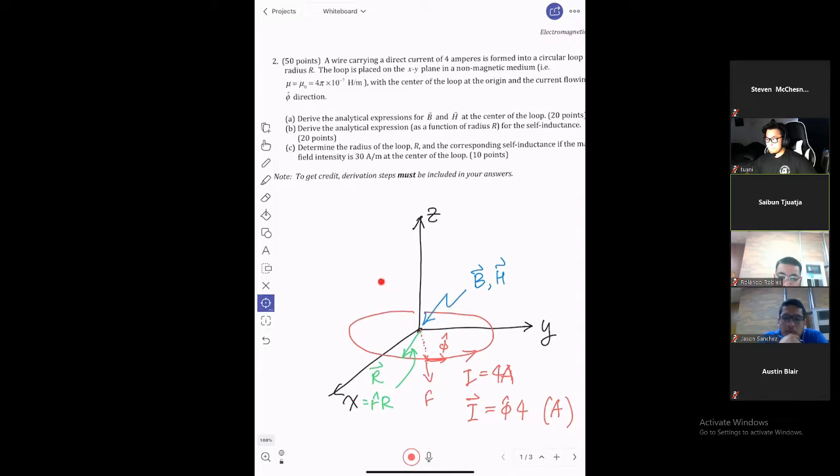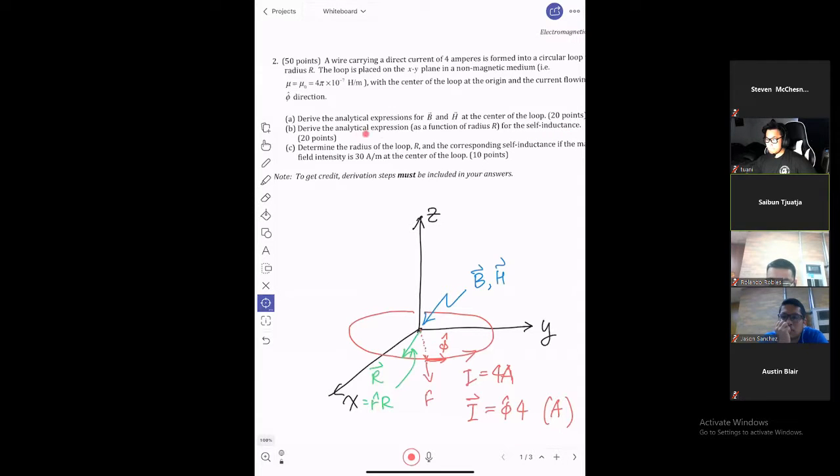Anything else, if I ask you what is the field over here? This could be a graduate level problem. In other words, the solution is quite complicated. Let me explain why. The concept itself is not difficult. Here's the challenge. In part B, I ask you, can you derive the analytical expression as a function of R for the self-inductance?